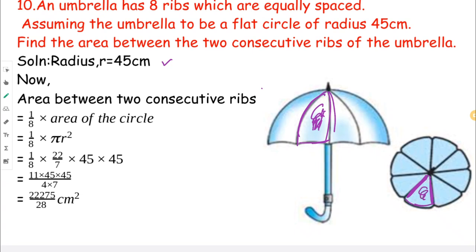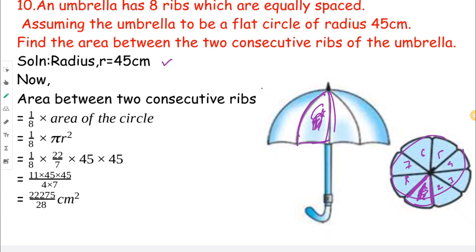But because we're assuming it to be a circle, how many parts are there? How many sectors? 1 2 3 4 5 6 7 8. There are 8 sectors, right? Which means they're asking us to just find for one. So like our previous question, I'll just write: area between 2 consecutive ribs = 1 by 8 into area of the circle. Clear? So area of the circle formula is pi r square.